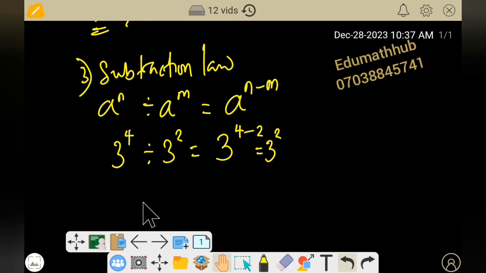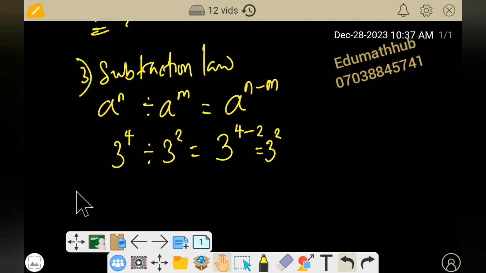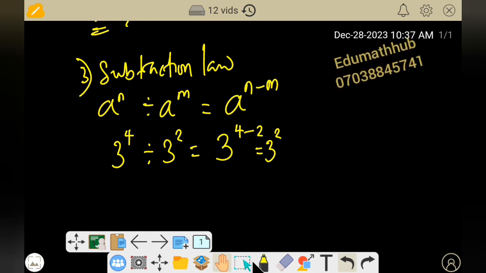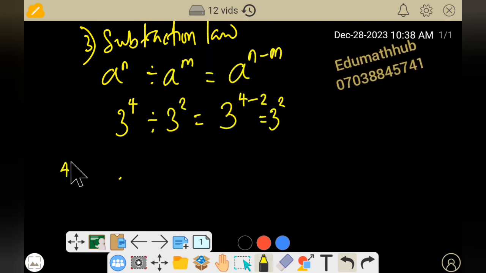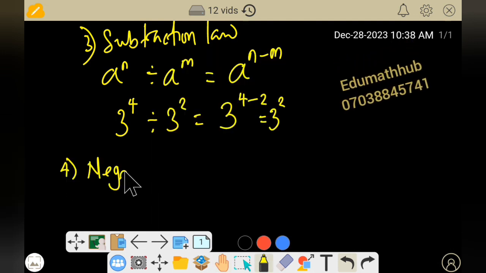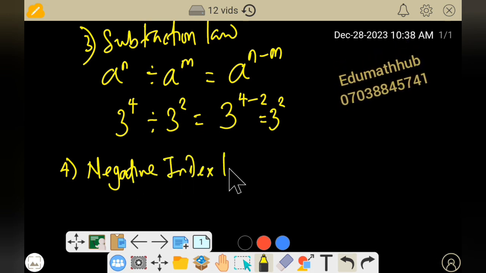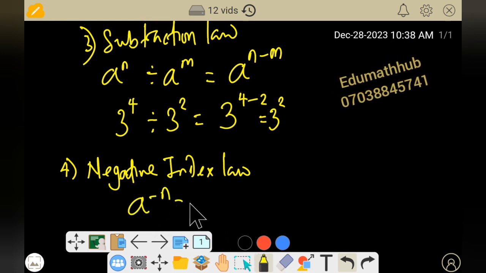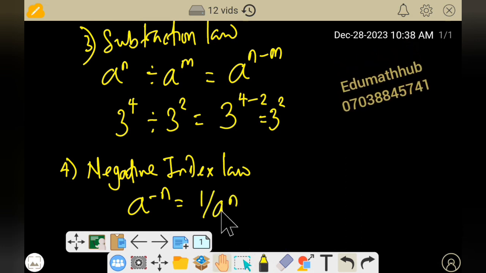Then the next law is called the inverse law, or negative index law. So let's just quickly have that. This law is very straightforward. You have a raised to the power minus n equals 1 over a raised to the power n. So that's the law. Let me explain it.